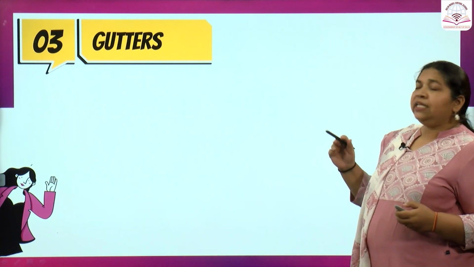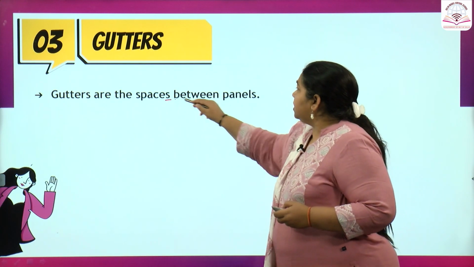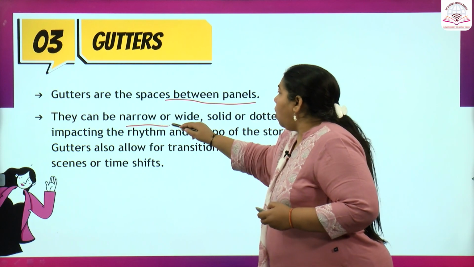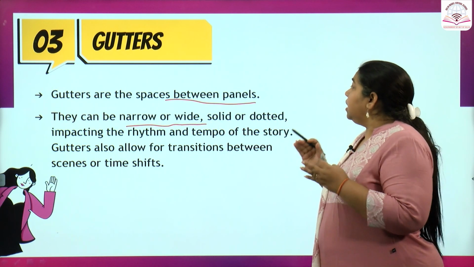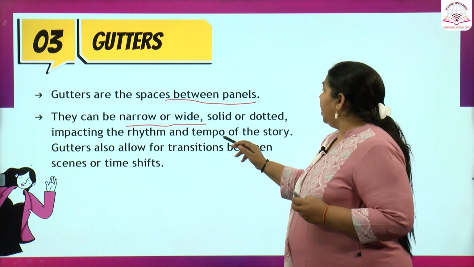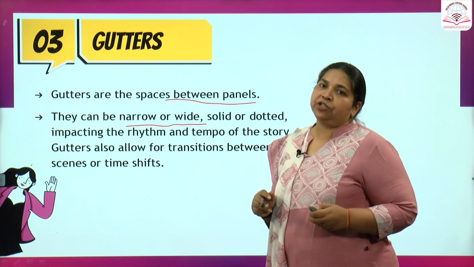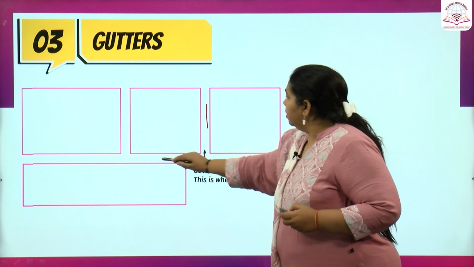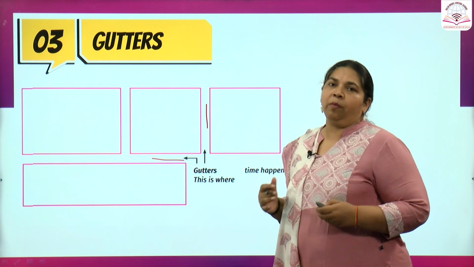Now the next one is the gutters. What are the gutters? Gutters are the spaces between panels and they can be narrow or wide, solid or dotted, impacting the rhythm and tempo of the story. Gutters also allow for transitions between scenes or time shifts. Let's look at a few examples. These are the gutters. They allow the time shift in the comic.